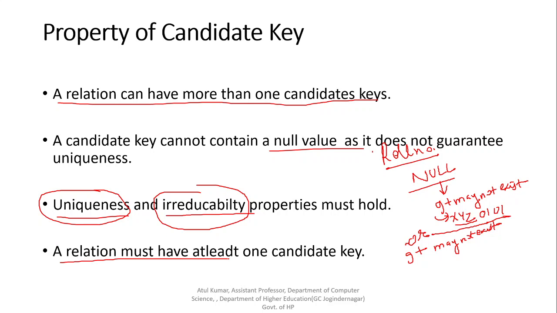The relation must have at least one candidate key. So there must be one candidate key per relation. There can be more than one candidate key, but at least one should be present.